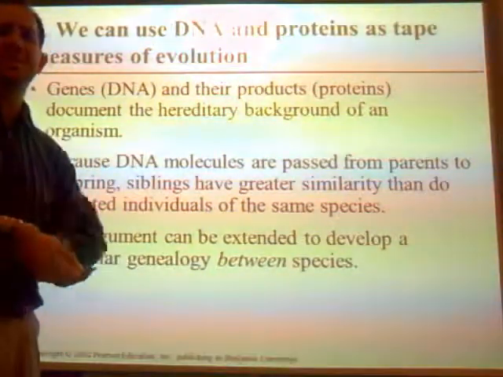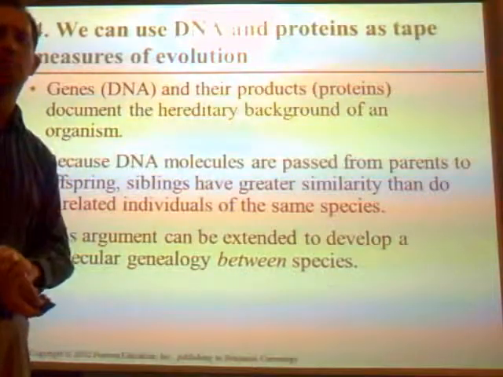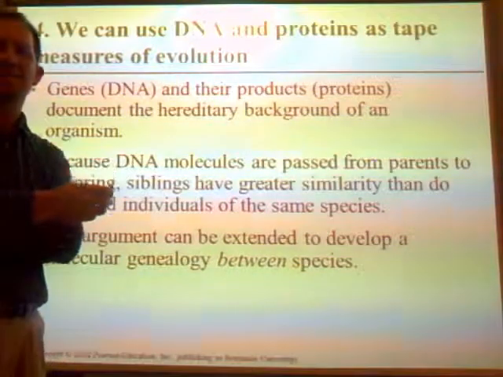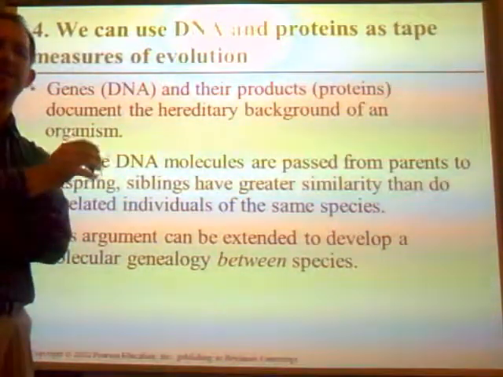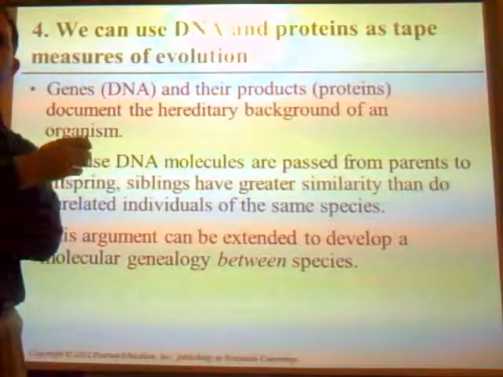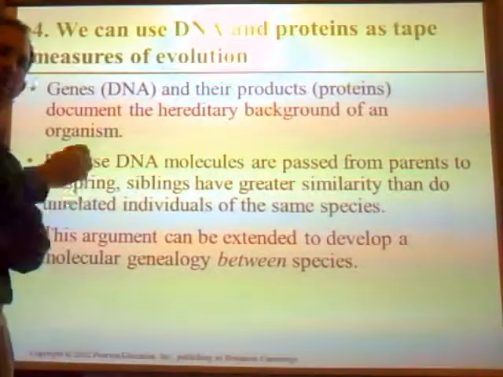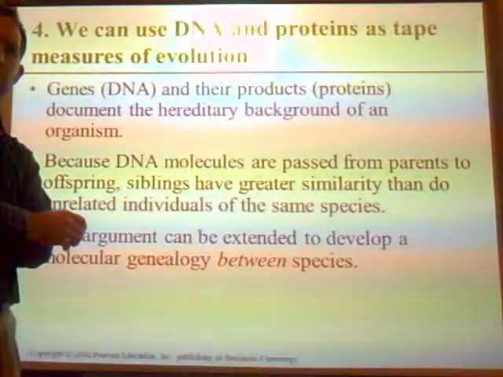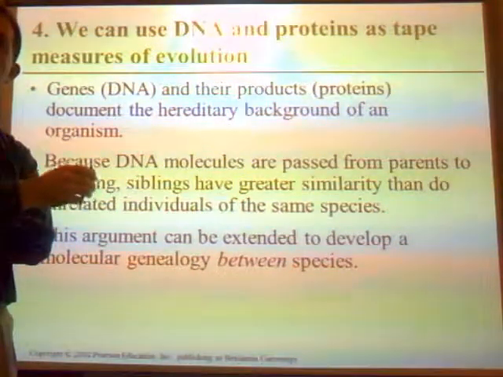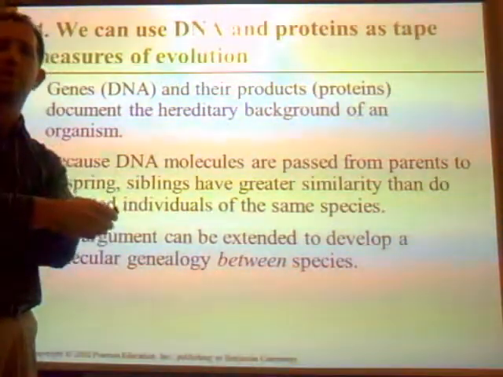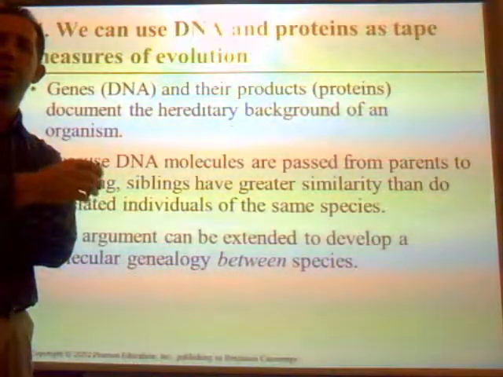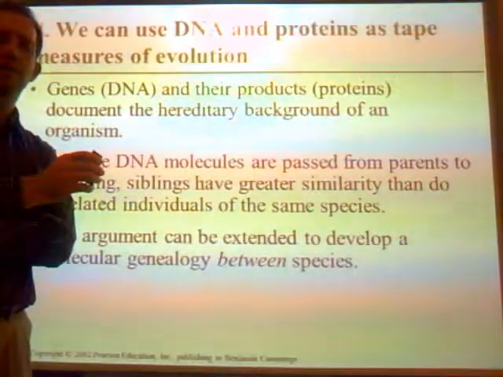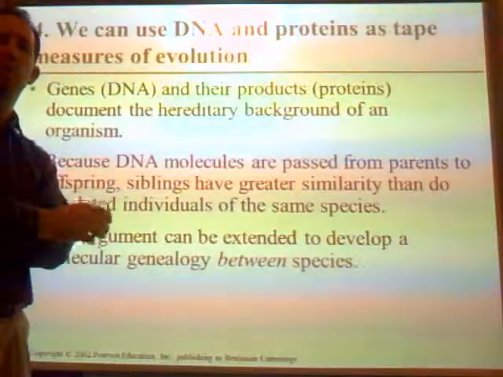Now we can use DNA and proteins, as far as our class is concerned, as tape measures of evolution. Now what this means is that the more similar the DNA molecules are, the more similar the species will be in the concept of evolution. If there's great variation in our DNA sequences, then there's going to be great variation between the individual species. However, if there is little difference, then we're going to see a closer relationship.